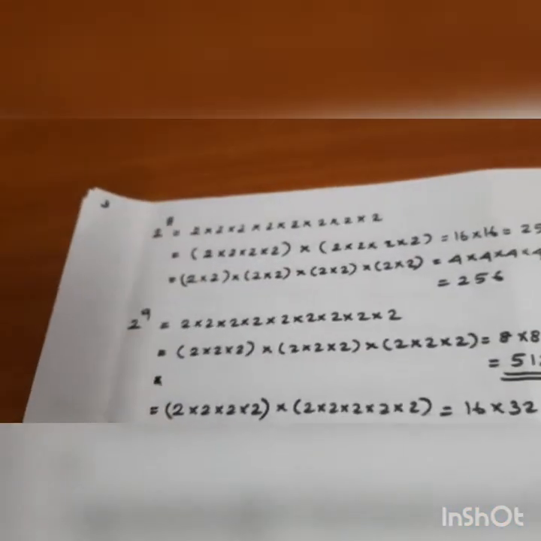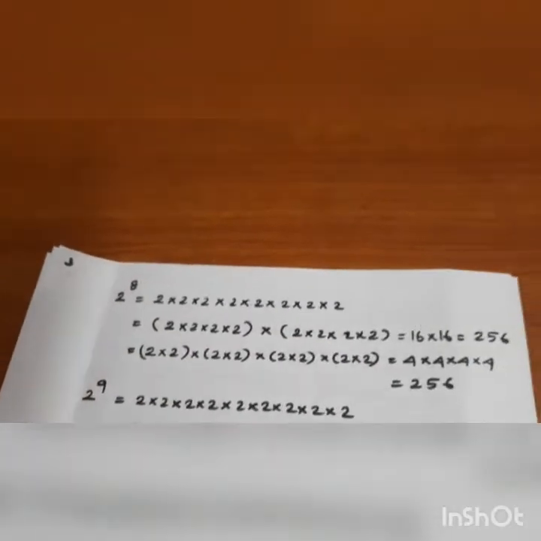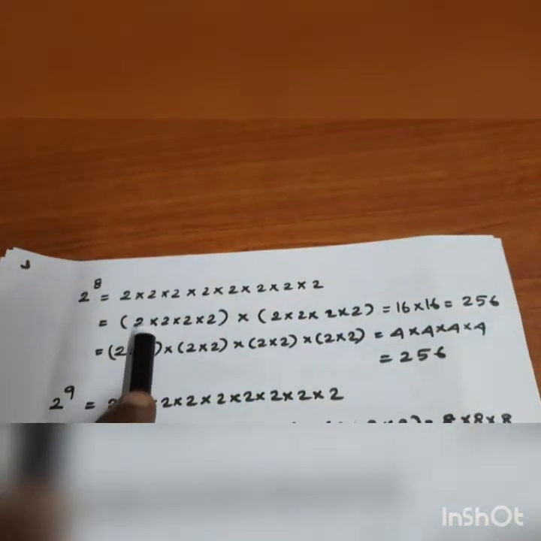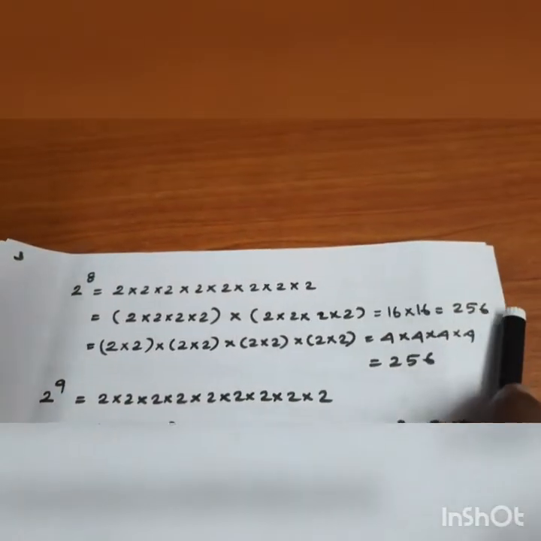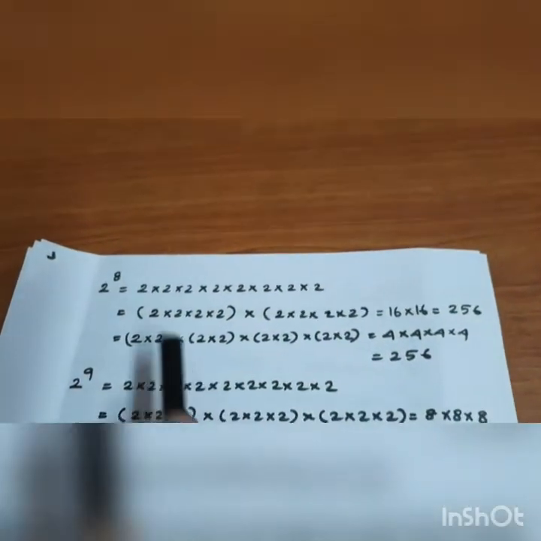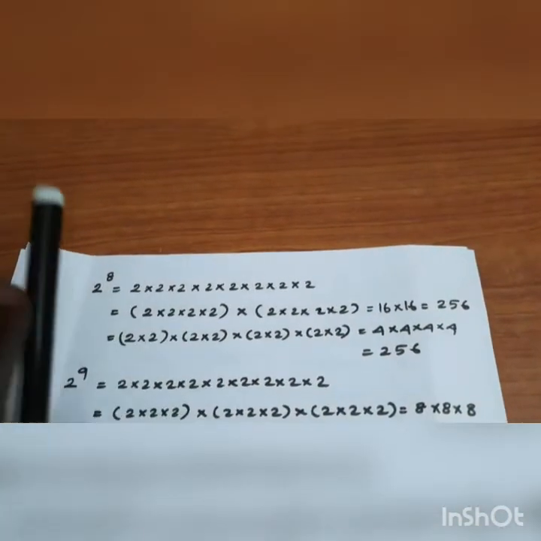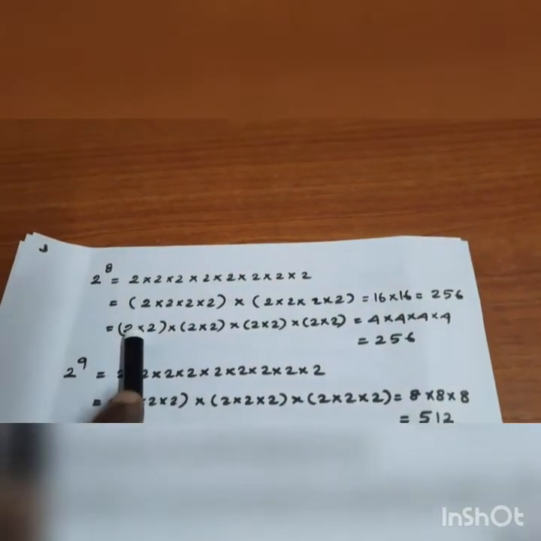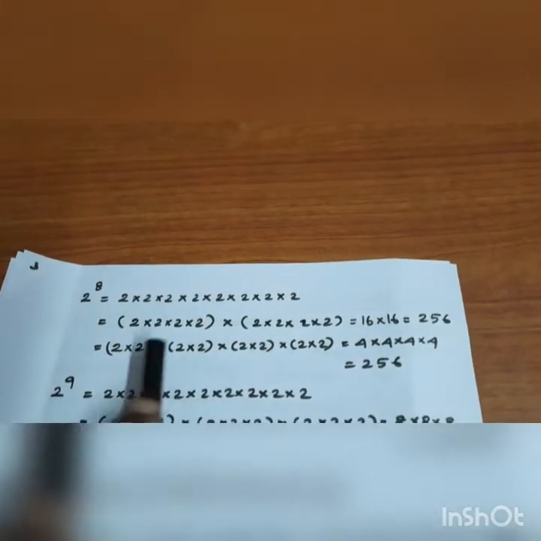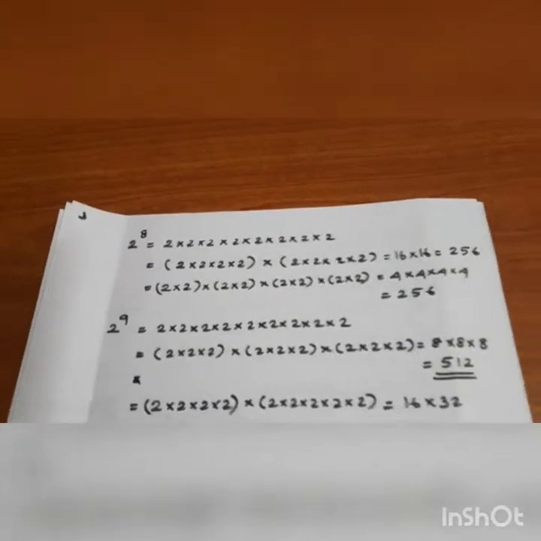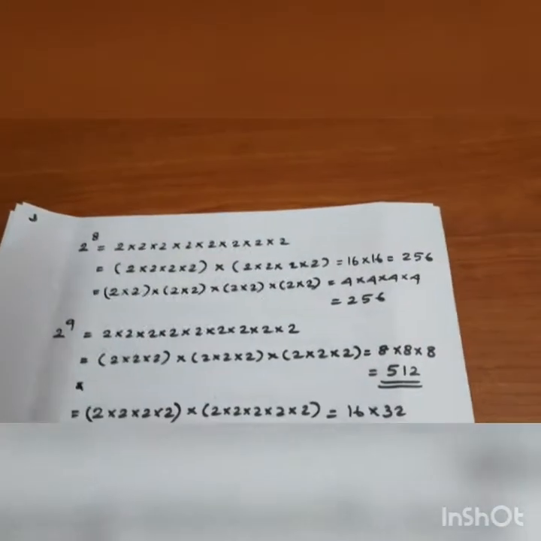Then 2 raised to 8. 2 raised to 8 means 2 is multiplied 8 times. Here the exponent is 8. First we can divide it into groups of 4. Four 2s are in one bracket, four 2s are in the second bracket. That is 16 into 16, 256. Otherwise we can group it into 2s. How many groups are there? 4 groups. Each group contains two 2s. 2 into 2, 2 into 2, 2 into 2, 2 into 2. That is 4 into 4 into 4 into 4, which is also 256. In the case of 2 raised to 9, here the exponent is not an even number.